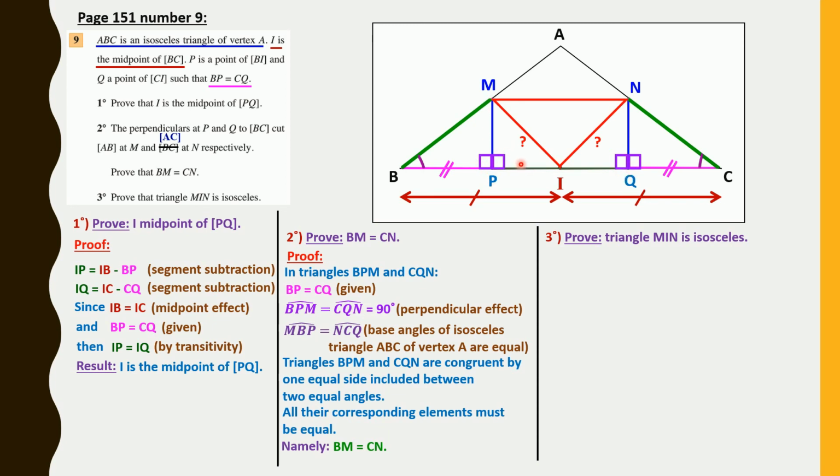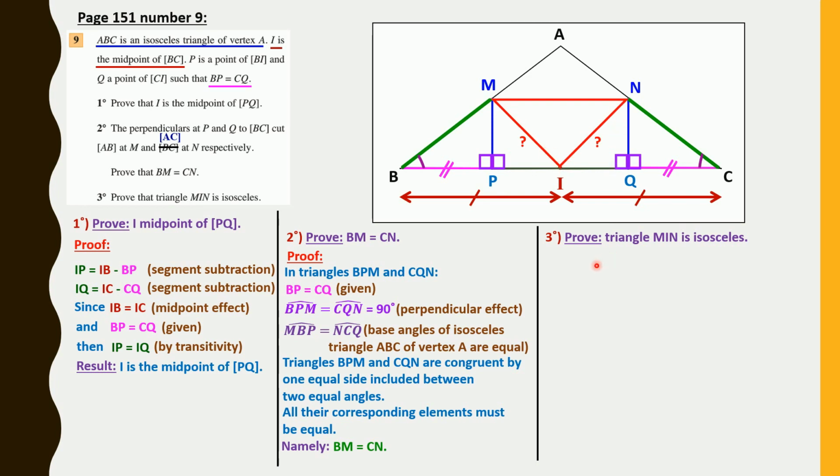So here we proved that these two triangles have one equal angle included between two equal sides. We use the second case of congruence. So all the corresponding elements of these two congruent triangles are equal, namely IM equals IN, and as a result, triangle MIN is isosceles of vertex I having two equal sides IM and IN.